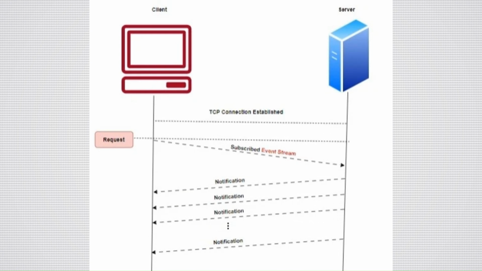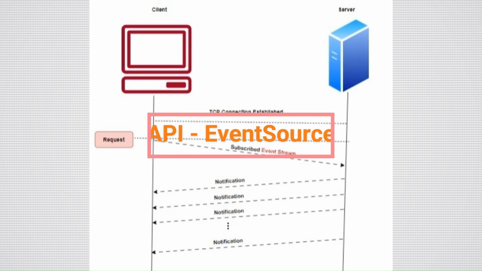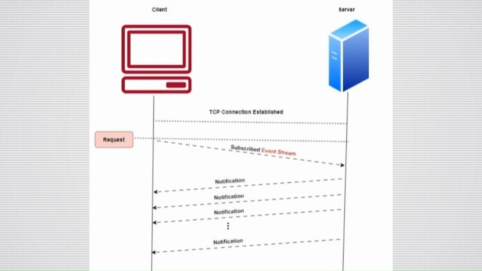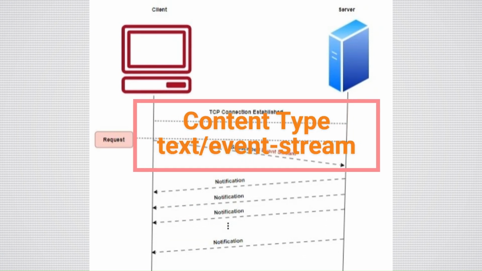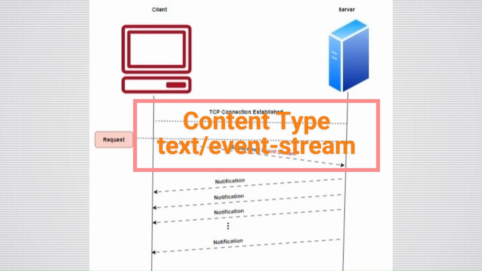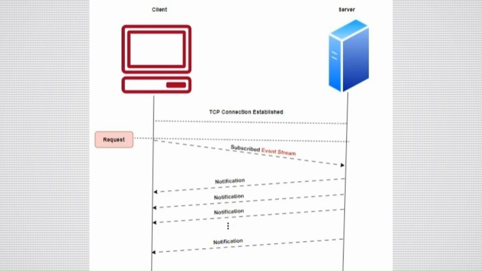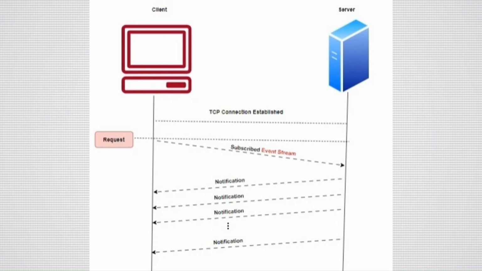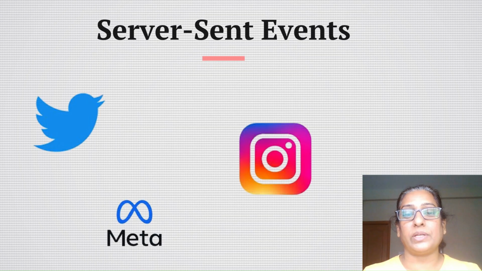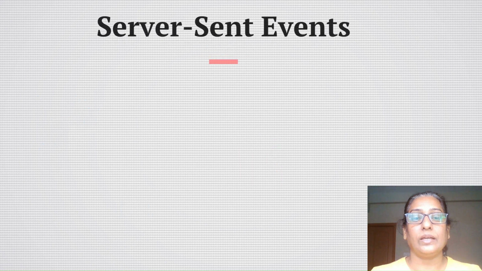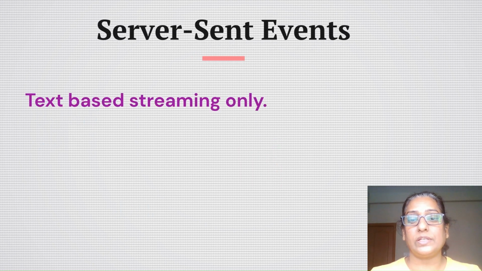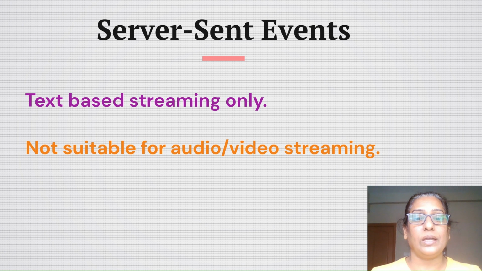This is typically done using a JavaScript API called EventSource. When making the request, the client specifies the content type it can handle as text/event-stream. This is done through the HTTP Accept header. SSE approach is mainly used for the notification system, where clients get notified by the server upon update. Twitter, Instagram, and Meta are using SSE for real-time newsfeed updates. It's important to note that server-sent events support only text-based streaming, making it unsuitable for audio or video streaming.